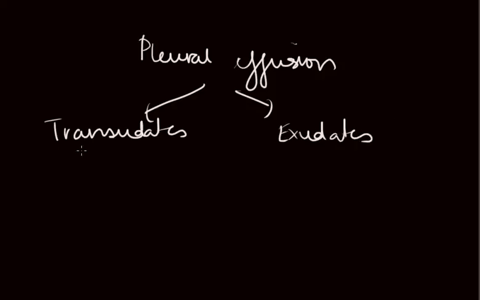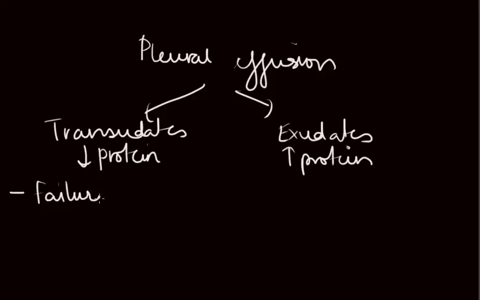So transudates are the ones with low protein and exudates are the ones with high protein. Now if you go through the common causes of transudates, they're mainly the failures. You've got heart failure, you've got kidneys not working well, say nephrotic syndrome, you've got liver cirrhosis, liver failure, producing a pleural effusion which has low protein content.